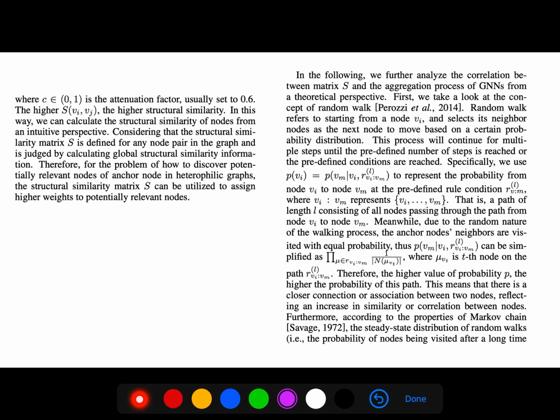Considering that the structural similarity matrix S is defined for any node pair in the graph and is judged by calculating the global structural similarity information, for the problem of how to discover potential relevant nodes of an anchor node in heterophilic graphs, the structural similarity matrix can be utilized to assign higher weights to potentially relevant nodes. So we take a look at the concept of random walk. We use P of V i to represent probability from node V sub i to node V sub m.